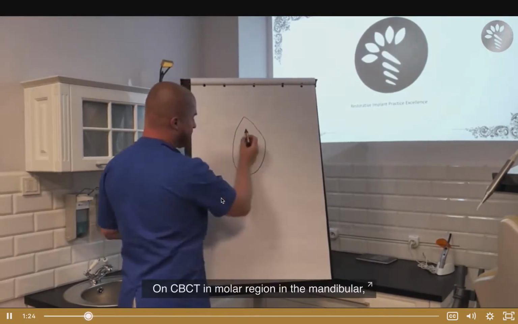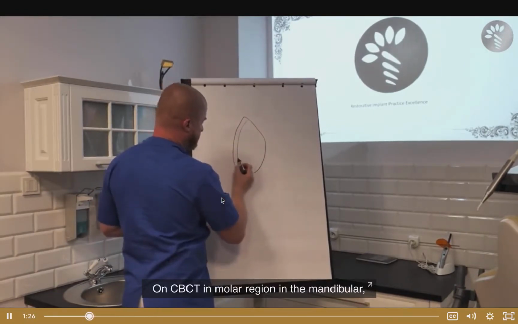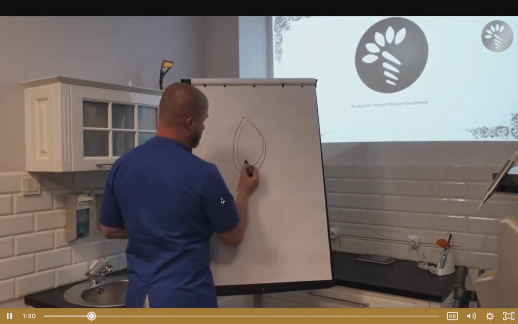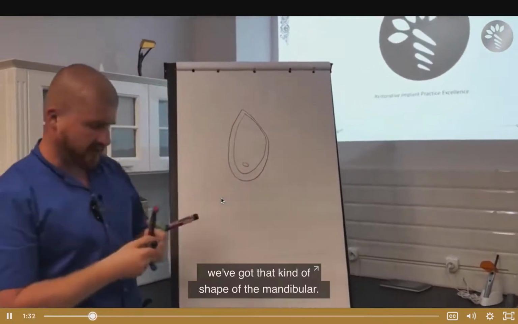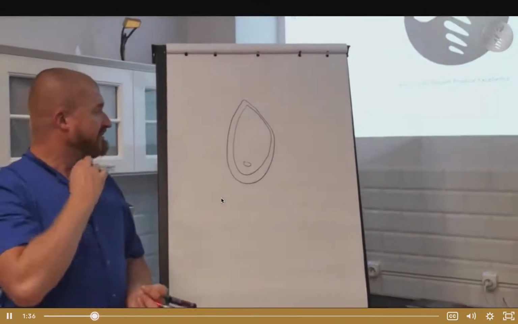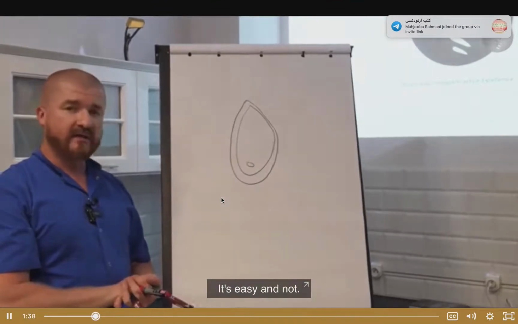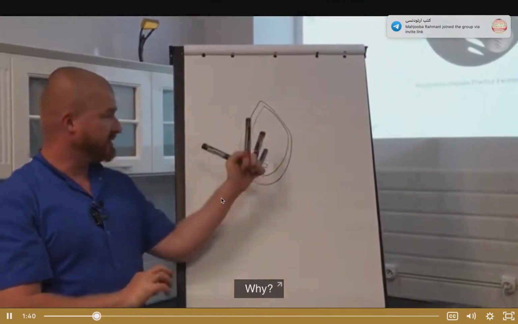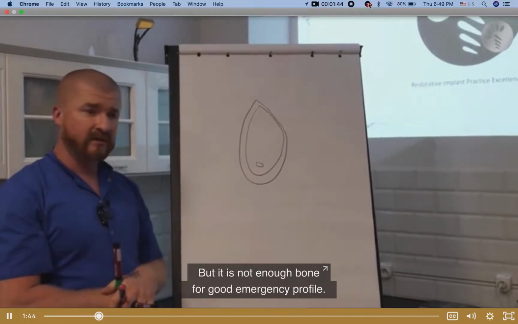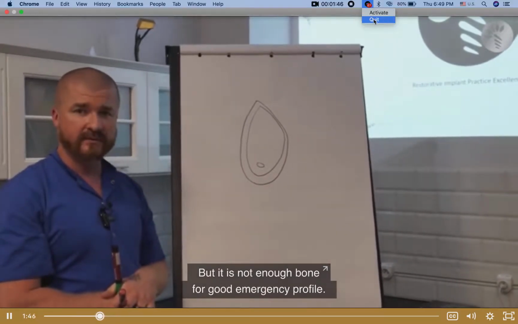On CBCT, in the molar region in the mandible, we've got that kind of shape of the mandible. It's easy and not. Why? Because there is enough bone for primary stability, but it's not enough bone for a good emergence profile.